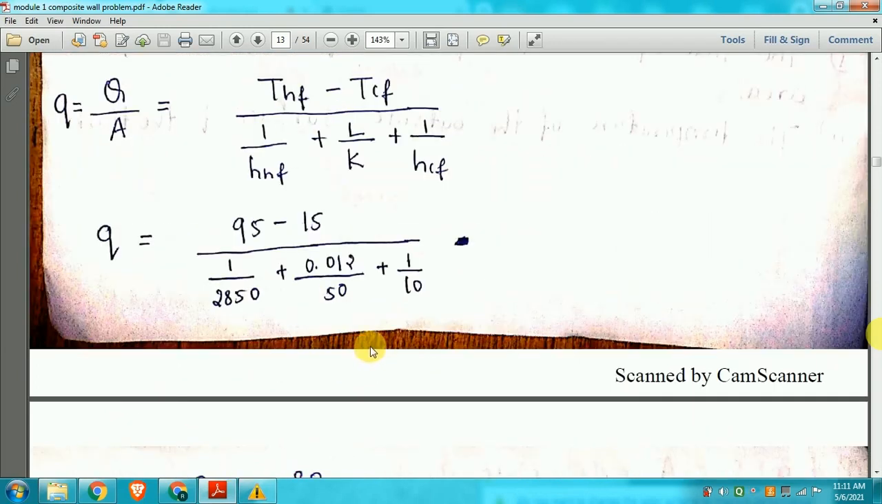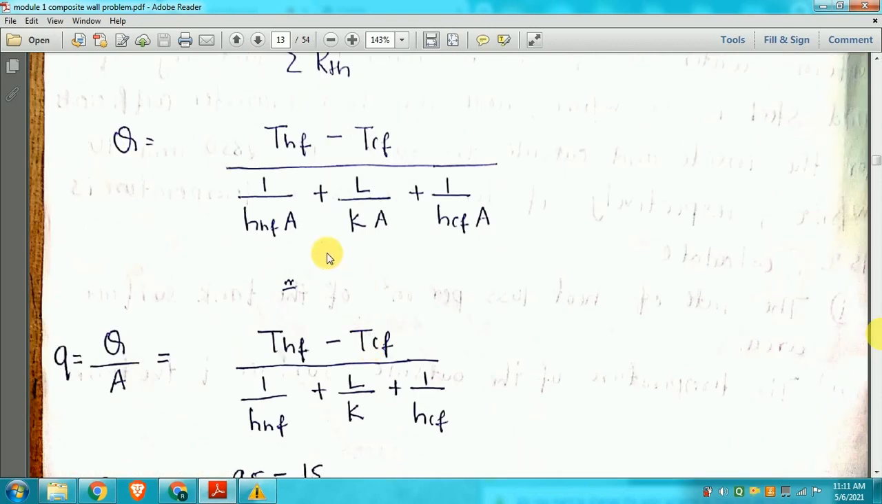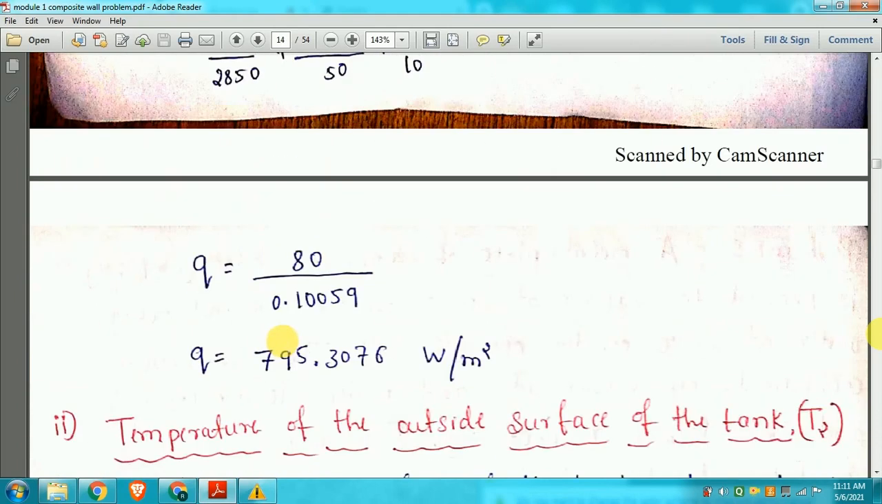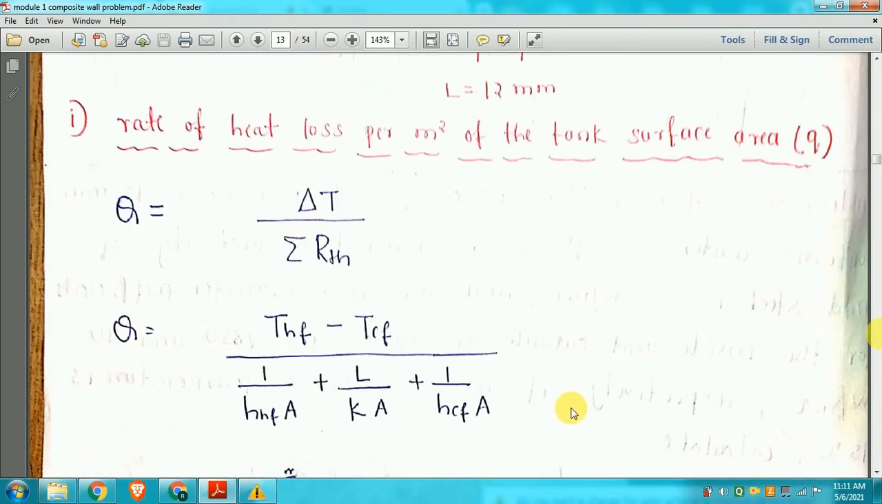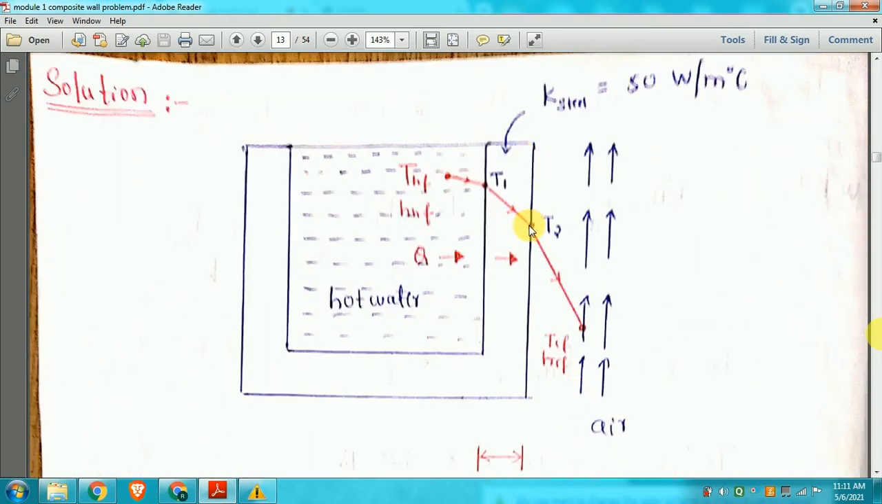So if you notice, the change here is that there is conduction heat transfer and convection heat transfer involved. Both modes of heat transfer are involved. So the Q value is so much. Now here it is asked to find the temperature of the surface of the tank, T2. So this temperature, T2, is required.